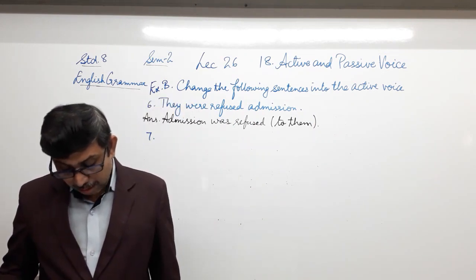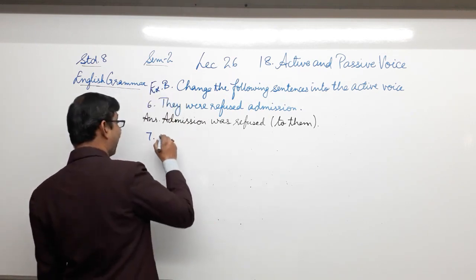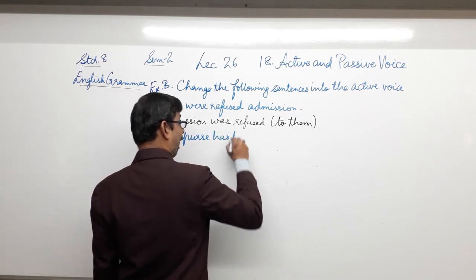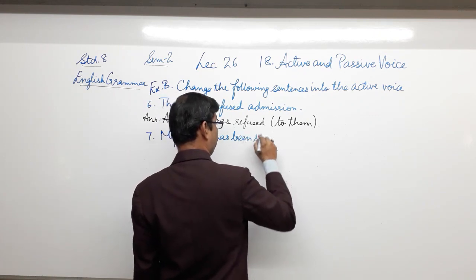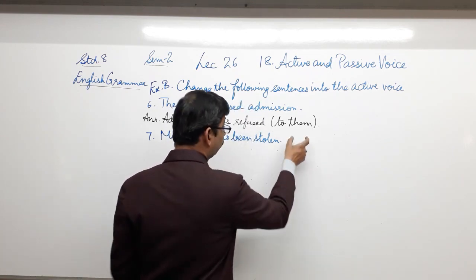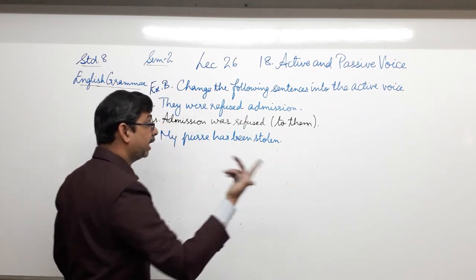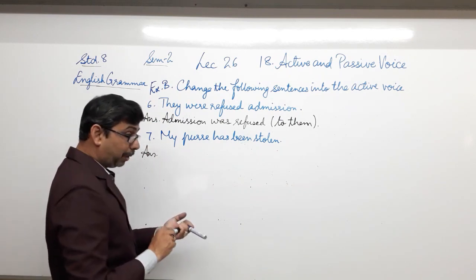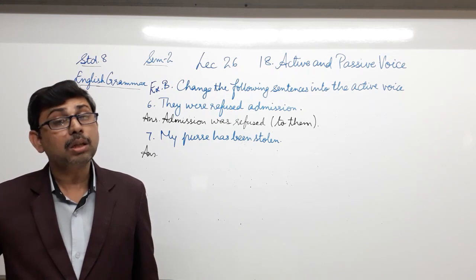Next one, my purse has been stolen. Well, somebody has done the act. Who has done the act of stealing? So someone, an unknown person, a strange person. So the agent is missing, the agent is dropped out. So when you change it into its active voice, we have to apply an agent over there, isn't it? So you can assume an agent for yourself, that someone did it.